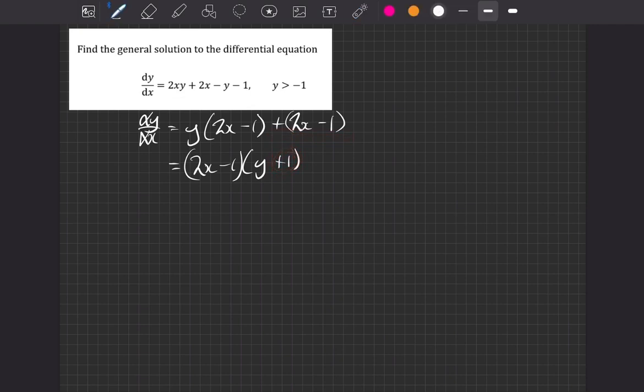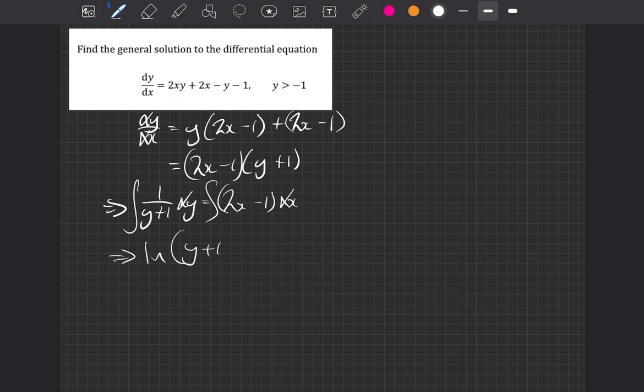So our next step then, we want to bring all the y's to the left and leave all the x's on the right hand side. So what we're going to have is 1 over y plus 1, still multiplied by dy/dx. Well, for now it's just going to be dy. And on the right hand side, we'll have 2x minus 1, and we'll put the dx over there. We've treated this like a fraction, the dy/dx, like we've multiplied the dx to this right hand side. We can't always do that, but it works for separation of variables, so we kind of allow it, as long as we integrate immediately.